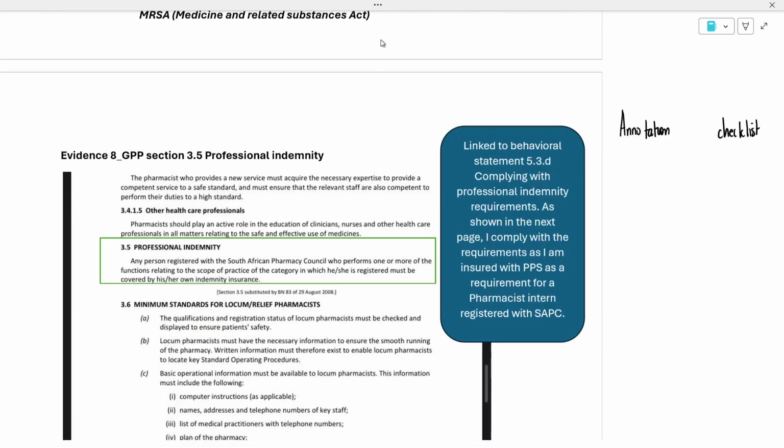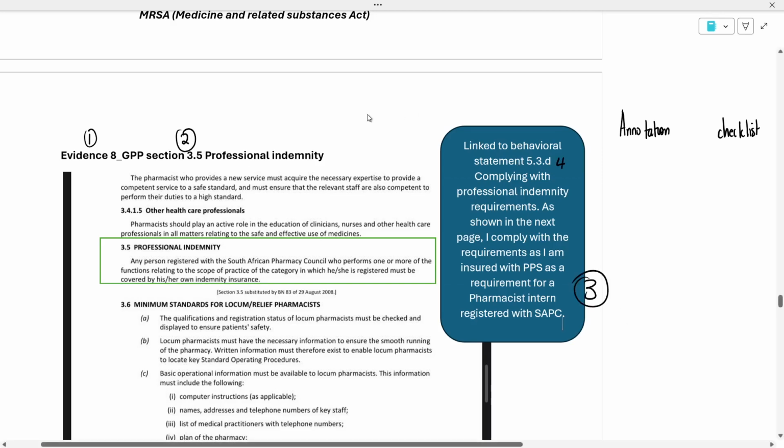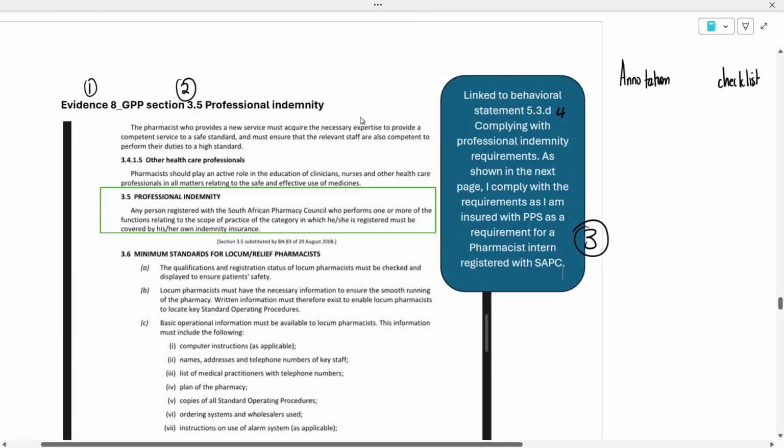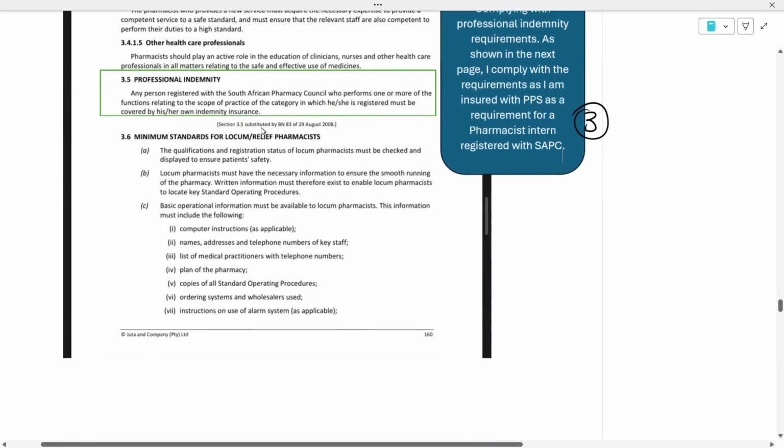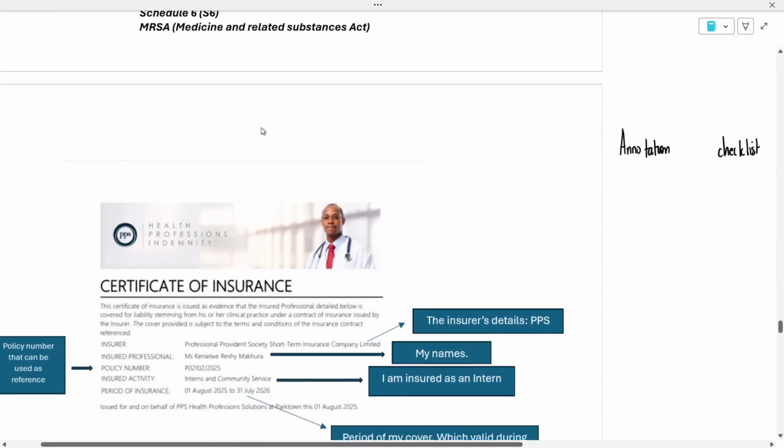Okay. And then next, so it's the name of the evidence, what it shows. And the behavioral statement is covered, and I think this is the application. Let's look at what you are saying here. Complying with professional requirements as shown in the text, and complying with requirements is insured with PPS as an intern. Okay, so this is good. It's good evidence. Approved. Next one.